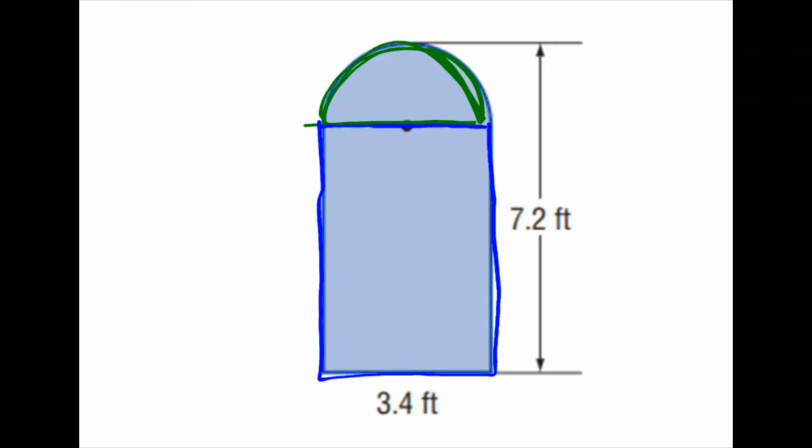I have a rectangle on the bottom, but I actually don't know the length and the width of that. I know one of those sides. I know this is 3.4, but the problem is the 7.2 goes all the way up and down. It goes to the top of the circle, which is not really what I need. I really just want this section. So I need to somehow figure out what that is.